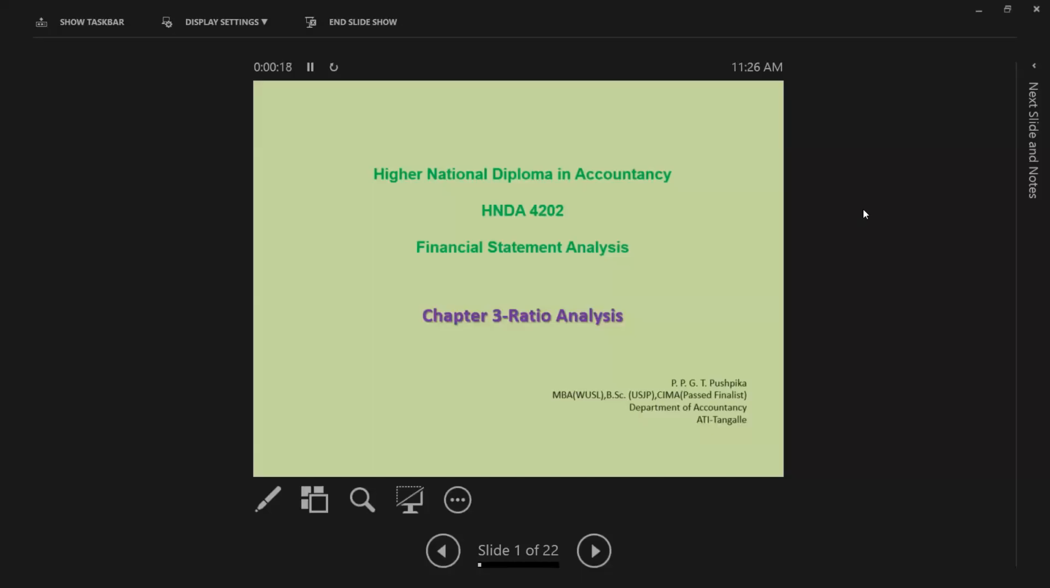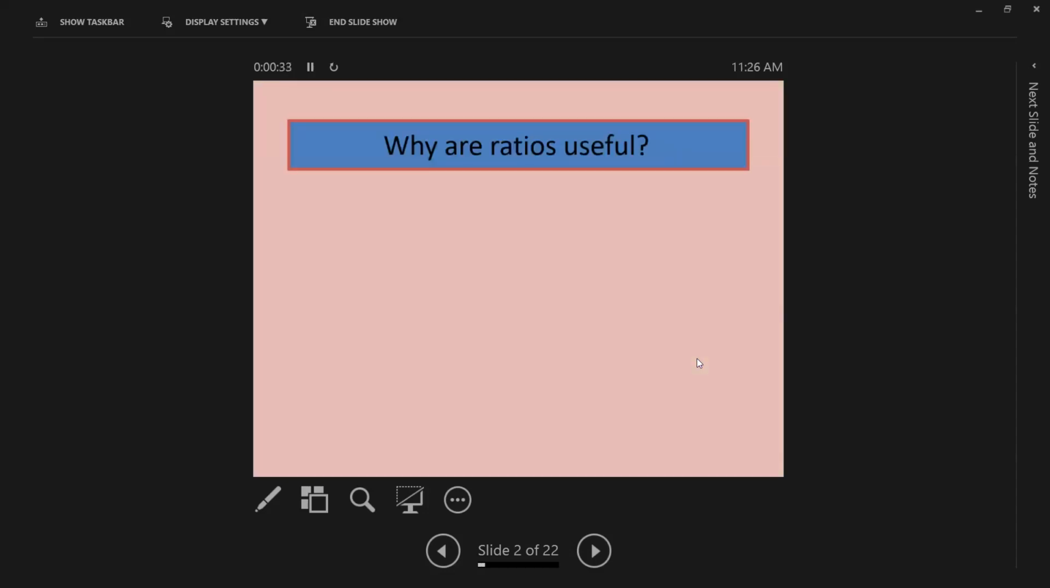And under financial statement analysis, under chapter 3, we are going to cover the ratio analysis. In the ratio analysis, first we'll see why these ratios are useful, right? First one, the ratios will standardize the numbers of the financial statements in the income statement, cash flow statement, as well as statement of financial position, right?